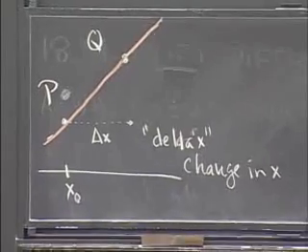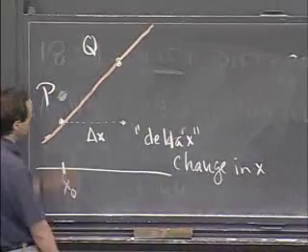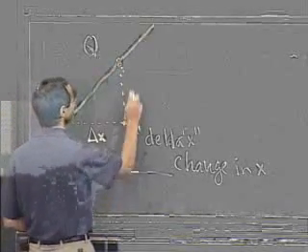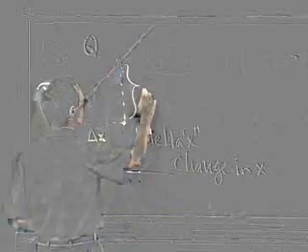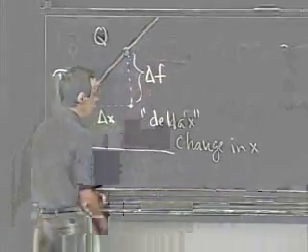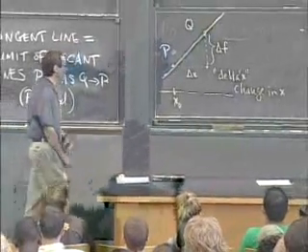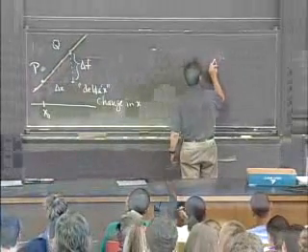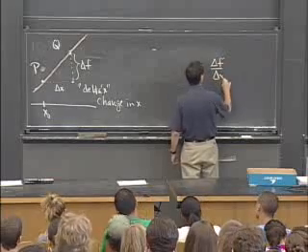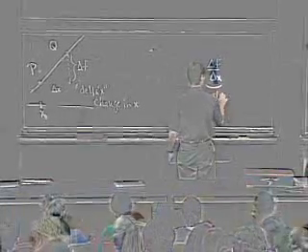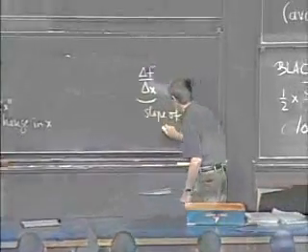All right, so that's one thing we want to measure in order to get the slope of this line PQ. And the other thing is this height. So that's this distance here, which we denote delta f, which is the change in f. And then the slope is just the ratio delta f over delta x. So this is the slope of the secant.